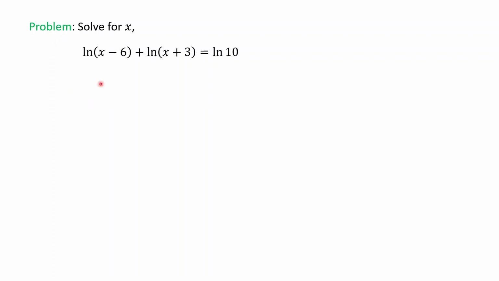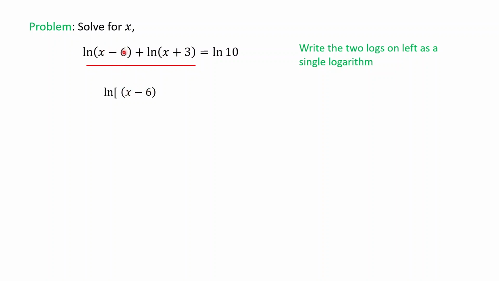Now I am going to solve this logarithmic equation. In this equation, there are 3 logarithms and there is nothing multiplied with the logarithms. To solve this, take these 2 logarithms and write them as a single logarithm. You will get ln. You are adding these 2 logarithms, so you need to multiply this and this. ln of x minus 6 times x plus 3 is equal to ln 10.